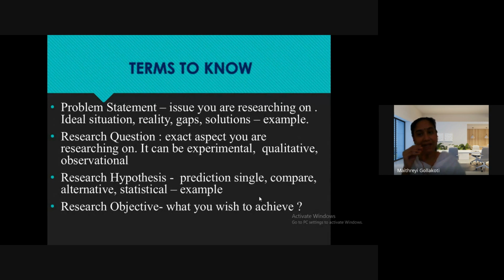Okay, I am just telling the example of curriculum. There can be many more aspects. So please don't think that it will be limited only to this. I am using the example only to make you all understand what it is. Okay, so these are the terms: problem statement, research question, research hypothesis, and research objective. Problem statement is telling about the issue on which you are working. Research question is the exact aspect on which you are working. Research hypothesis means predicting something. And finally, research objective means the goal, the final goal that you want to reach. Okay, I hope it is clear to all now.